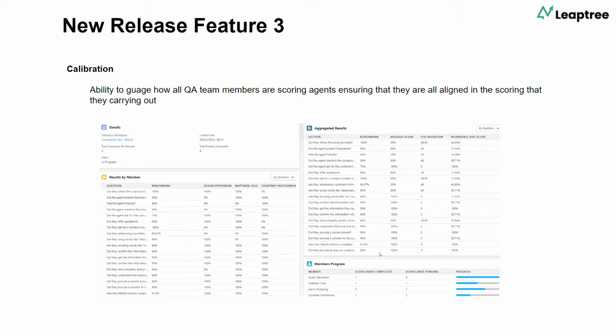In the example below, we were auditing any complaint cases that came in from January through to March. We have chosen to audit 3 scorecards for each of our QA evaluators. What this calibration process will do is create a scorecard for each of those QA evaluators, and that scorecard will be based upon the same case. After the QA evaluators have audited those cases, this dashboard will present us with the results of the scorecards from each of the evaluators.